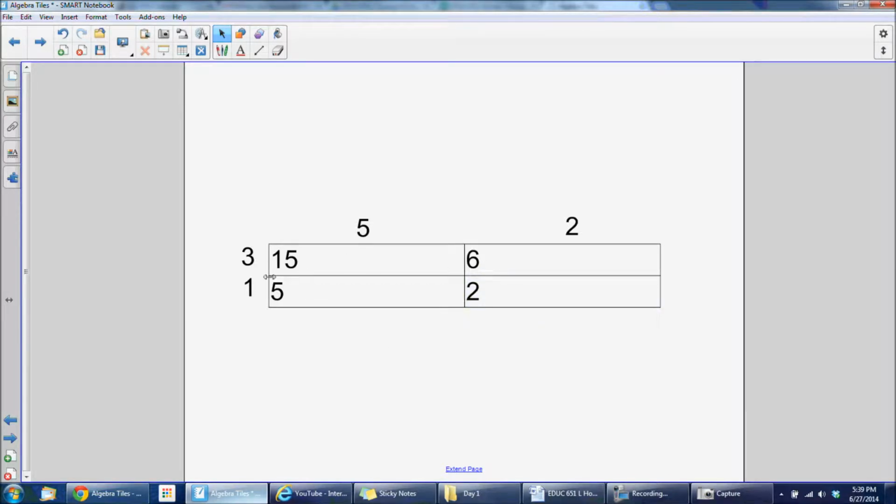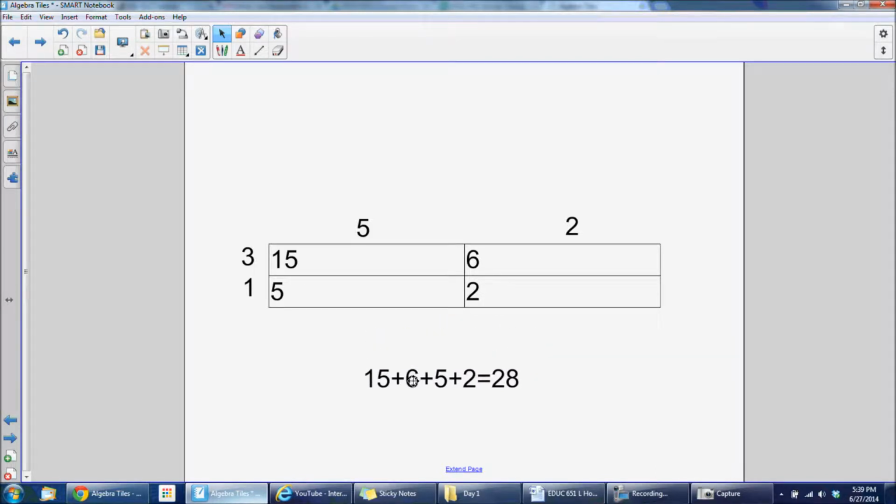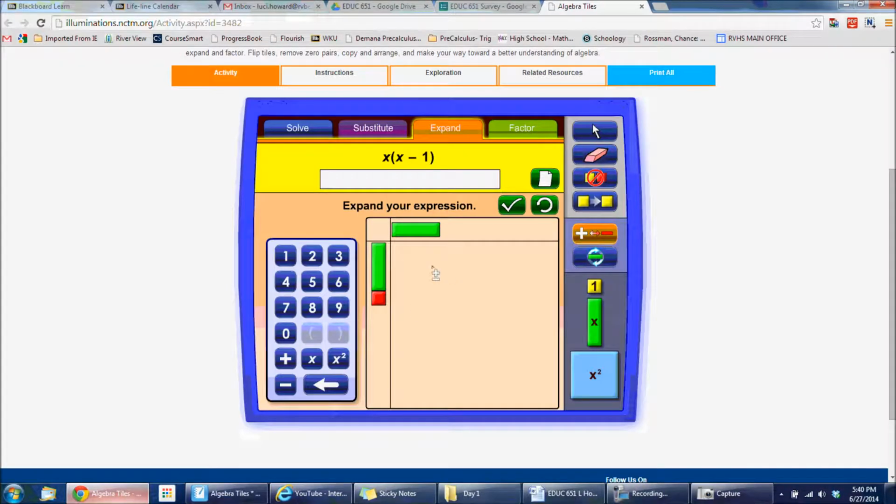So that would be the area of each of those little boxes. Now, to find the area of the whole thing, I'm just going to add them up. So I could have 15 plus 6 plus 5 plus 2 equals 28. And that would be the area of the whole thing. Or, remember, you could have added 3 and 1 together. That's 4. 5 and 2 together is 7. Multiplied those. 4 times 7 is still 28. Kind of looks like this here.